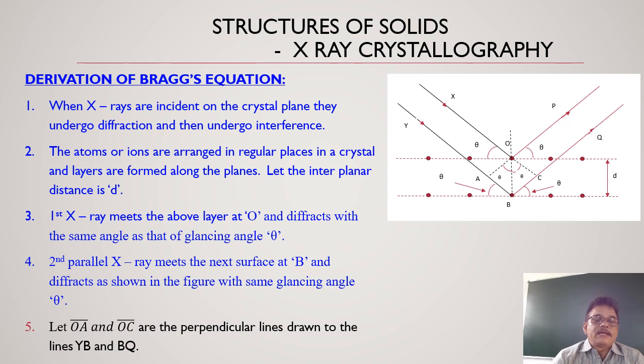Right. The first X-ray meets the layer above at O and diffracts with the same glancing angle theta. The second X-ray meets the next surface at B and diffracts as shown in the figure with the same glancing angle theta. Let OA and OC be the parallel lines drawn to the lines YB and BQ. Okay, so OA is a parallel line to YB, and OC is another parallel line drawn to BQ, right? Okay.